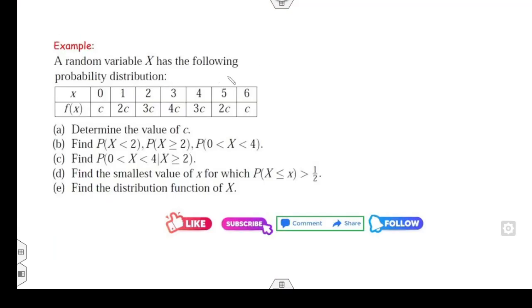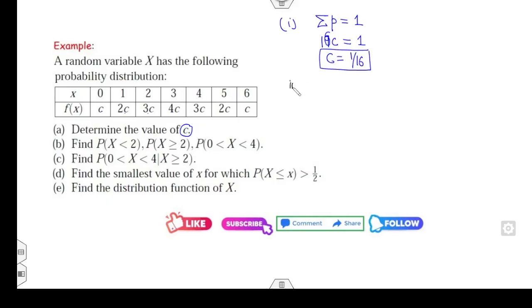The random variable x has the following distribution function. Find the value of c. Again, it is very simple. The sum of the probabilities is 1, so you can add them. 3 plus 3 is 6, plus 4 is 10, plus 3 is 13, 15, and 16. So 16c equals 1, and then c will be 1 over 16.